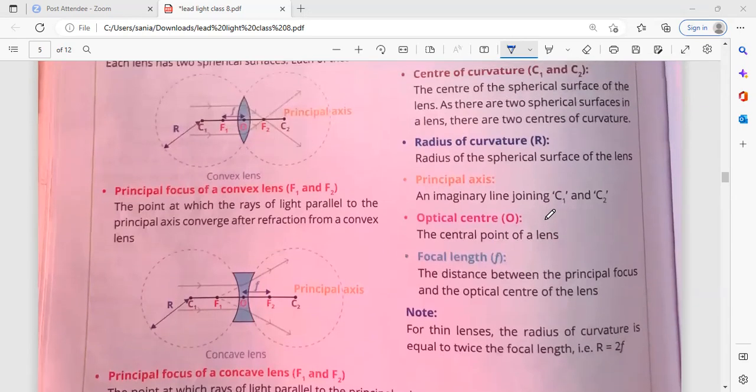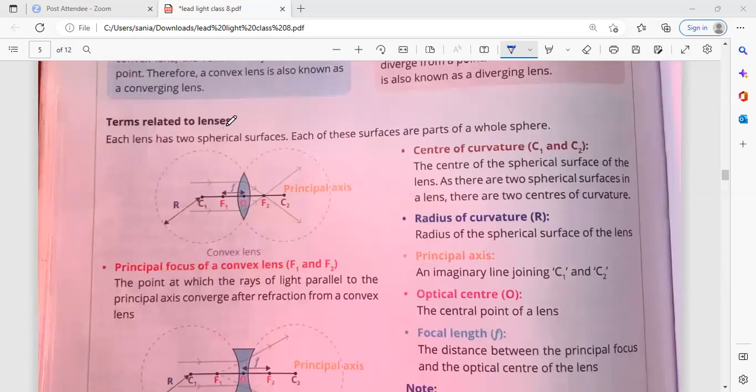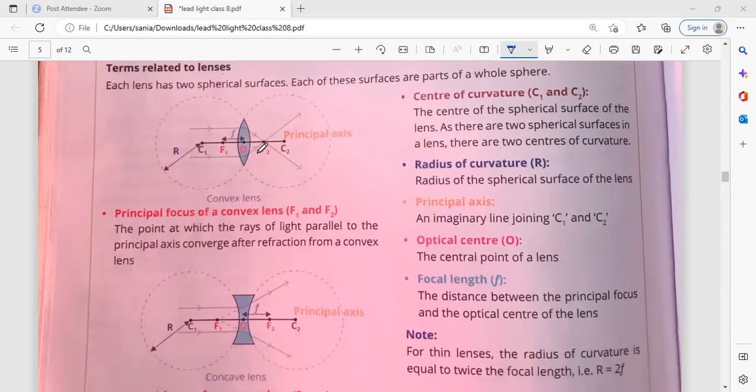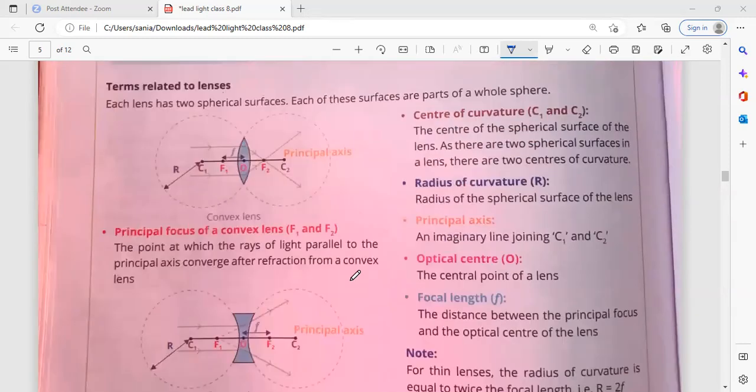Okay, so we will write the heading: terms related to lenses. Each lens has two spherical surfaces. Then you will draw a diagram. You will write principal focus of convex lens, and then you will draw this. You will write principal focus of concave lens, F1 and F2. Clear?